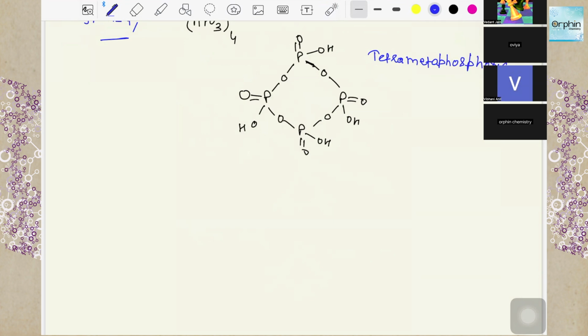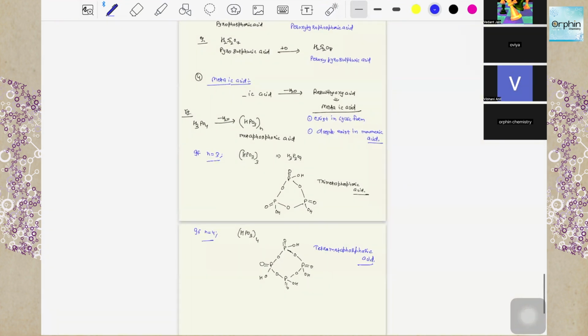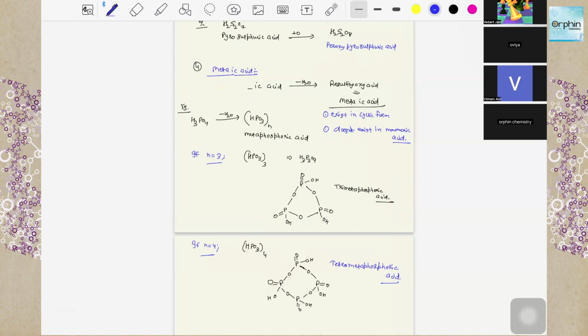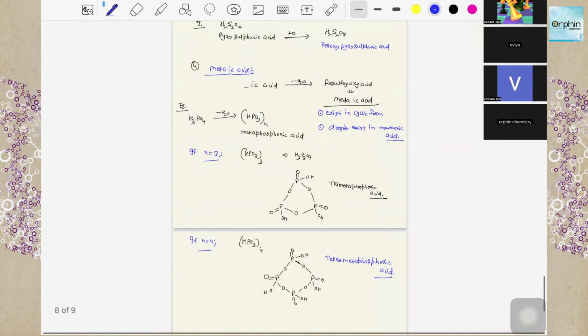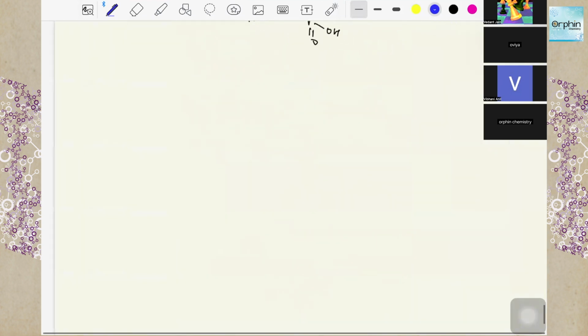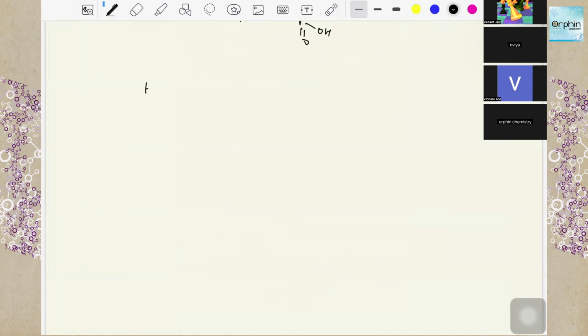Tetrametaphosphoric acid. Okay. Another meta acid: H3BO3. There are only 2 oxy acids for which the meta form will exist. If it is H3BO3 and we remove water from here, it will become HBO2. Right? It will become HBO2.